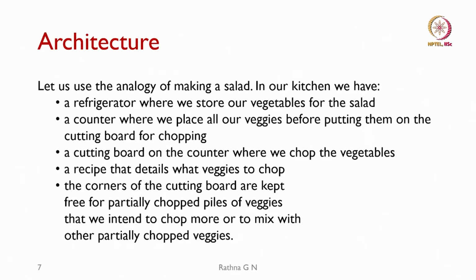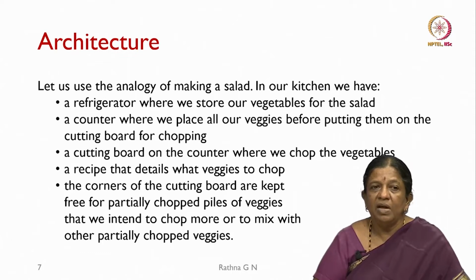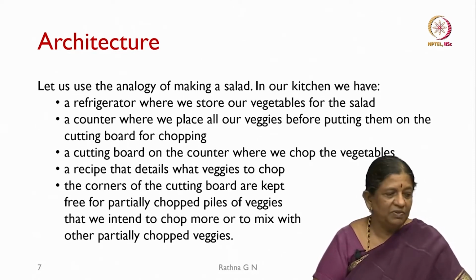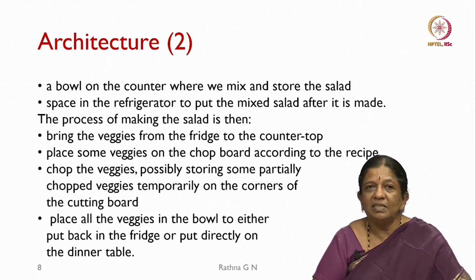With this, we will see how the architecture is going to get fine tuned for handling these numbers. As an example, we will consider how a novice wants to prepare a salad in our kitchen. What are the things required? We say refrigerator, counter, cutting board, and recipe first of all. The corners of the cutting board are kept free for partially chopped ones to add the rest of the things. In the next slide we will see how the bowl is taken and then everything is mixed.